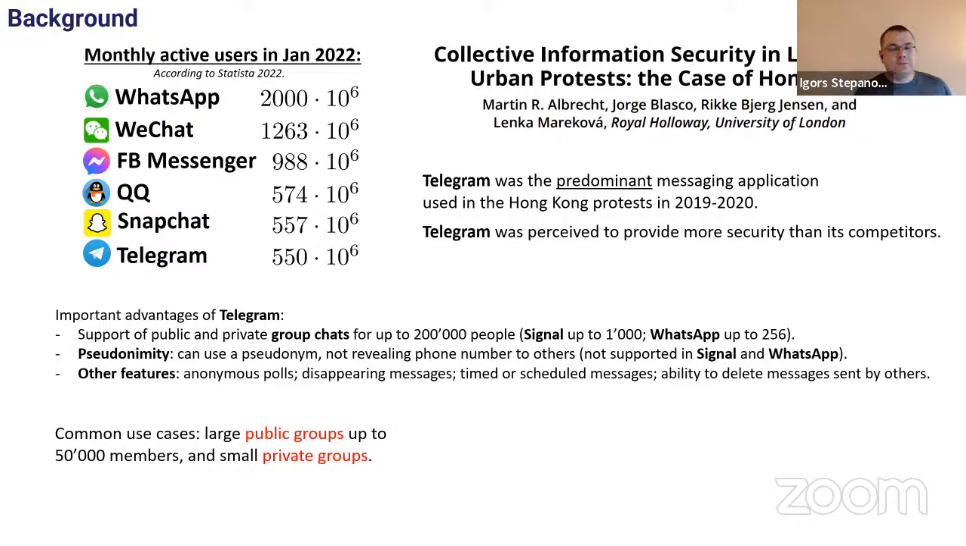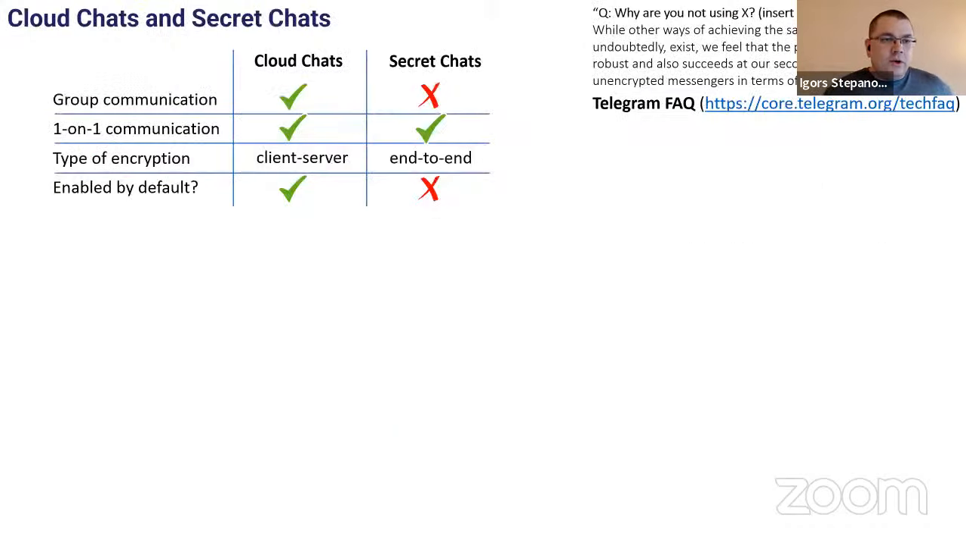I guess the most valuable thing for us that was discovered in this paper is that the common use case for Telegram was that it was generally used in large public groups up to 50,000 members, and in small private groups. So what is important here is that it's mostly used for group chats, and there are two different use cases for different sizes of chats. Okay, so Telegram offers two types of chats, cloud chats and secret chats.